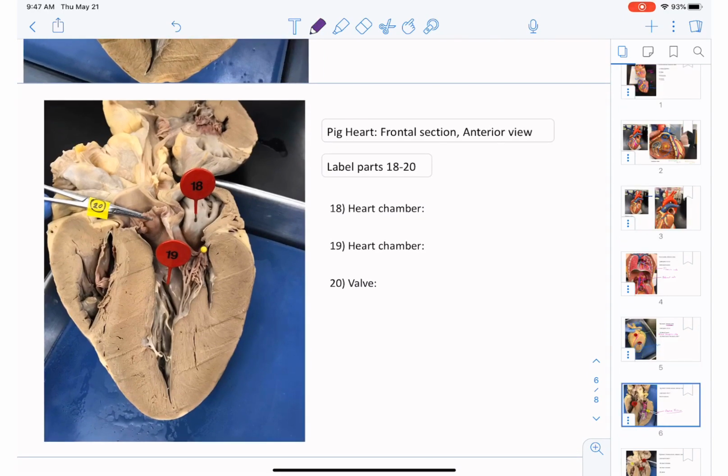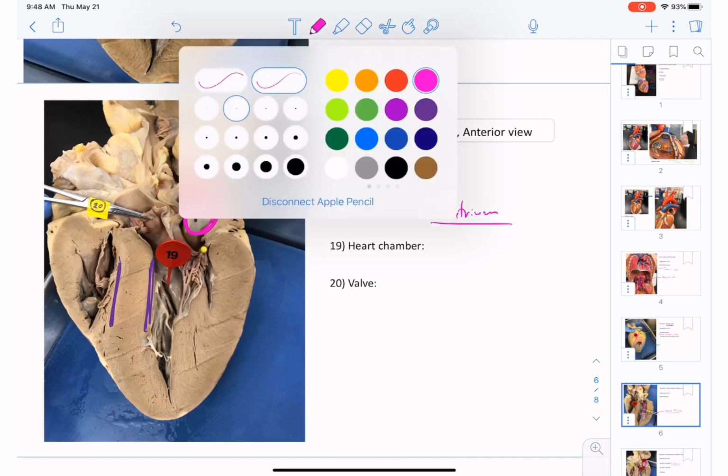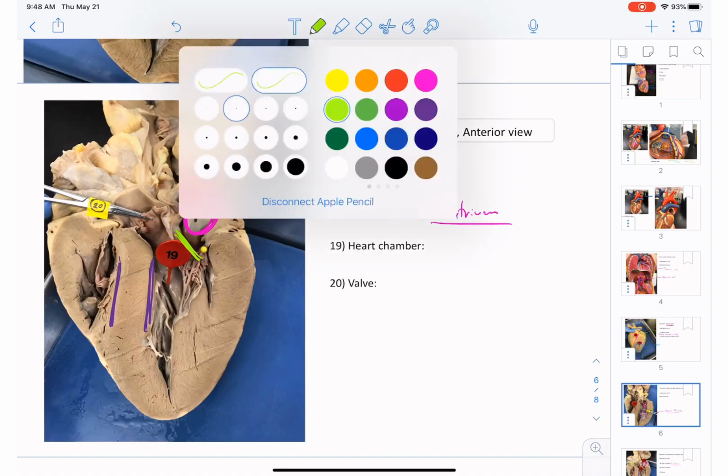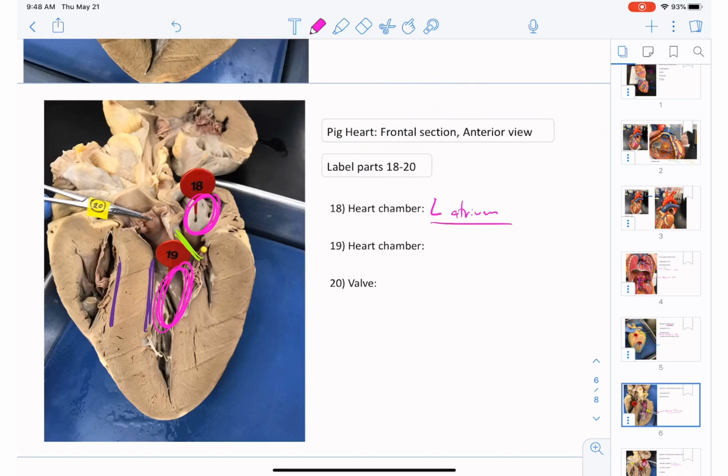Again, we have a frontal section anterior view of the heart. There's the interventricular septum. So now let's identify some heart chambers. Which heart chamber is that? That is the left atrium. Blood passes from the left atrium through the left atrioventricular valve and into number 19, which is the left ventricle. Now, when the ventricles contract during ventricular systole, the right ventricle sends blood out the pulmonary valve into the pulmonary trunk, and the left ventricle sends blood out the aortic valve into the aorta.